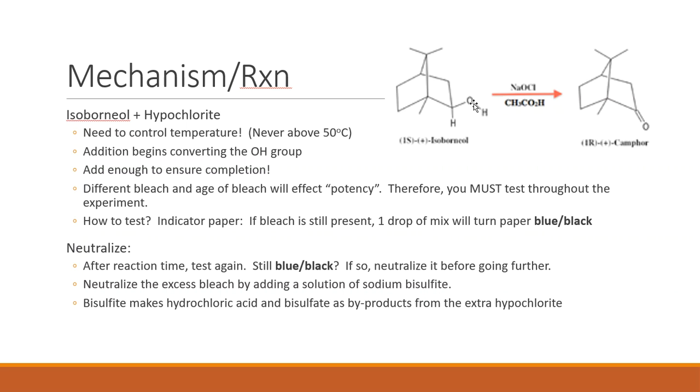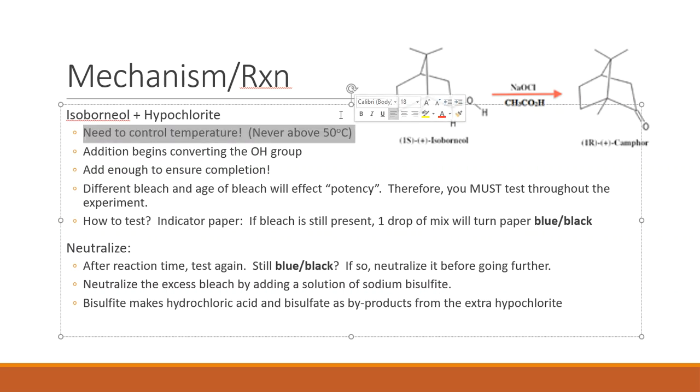It's not just removing of the hydrogen. There's a lot more steps that go on in this mechanism, and we're not really going to talk about the curvy arrow for that. Okay, so isoborneol and hypochlorite, you need to control the temperature, never above 50 degrees. So this is very important.